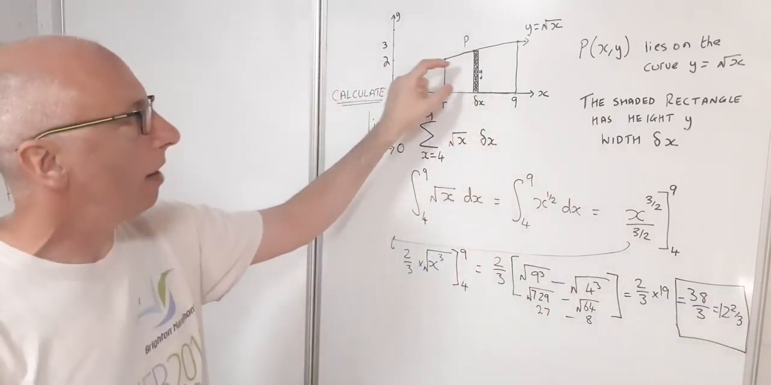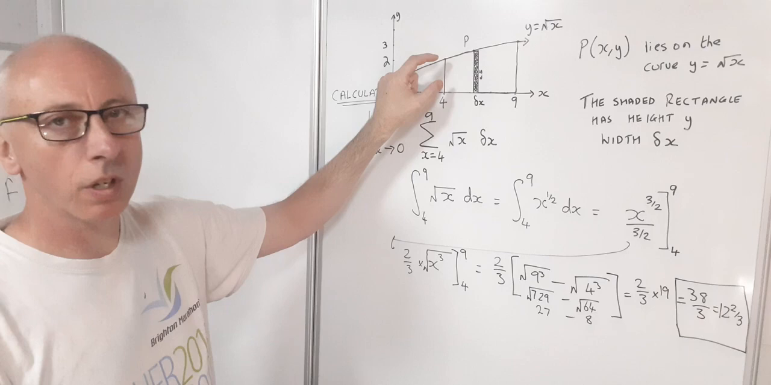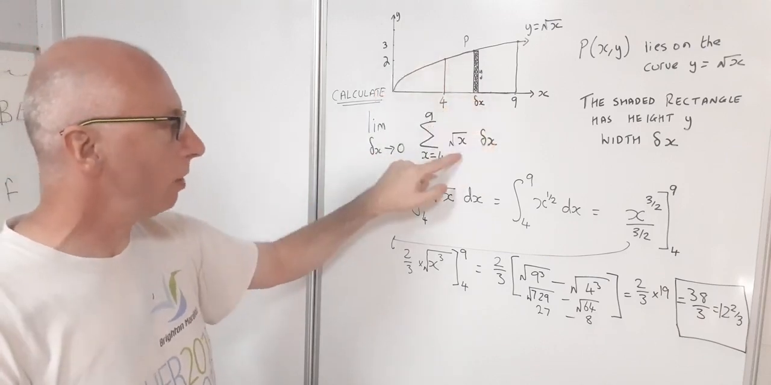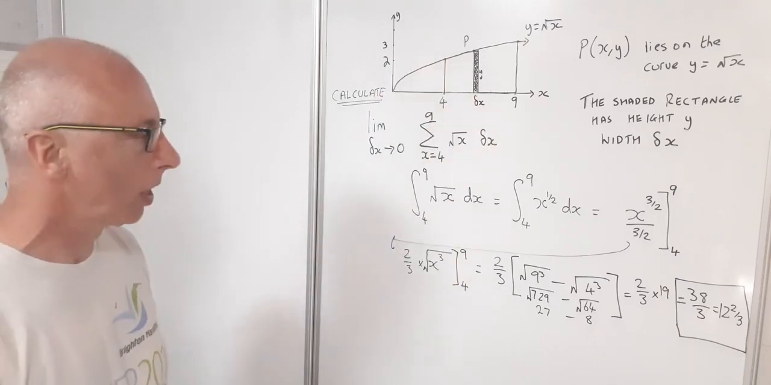Basically, that would be the area under this curve, under the curve y equals square root of x from 4 to 9, using either this method or this method.